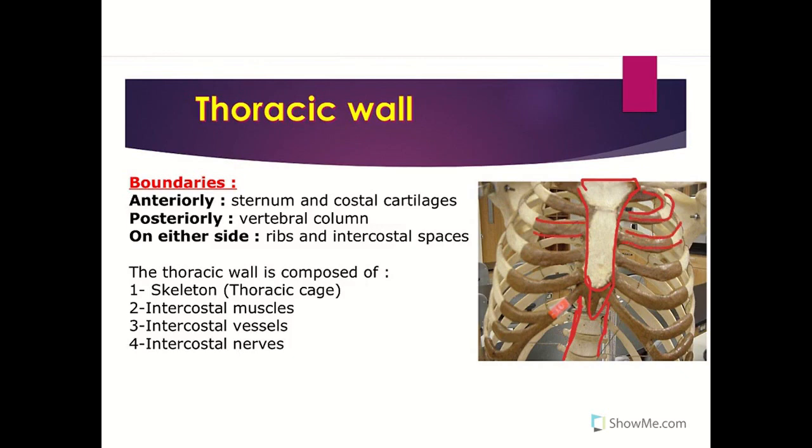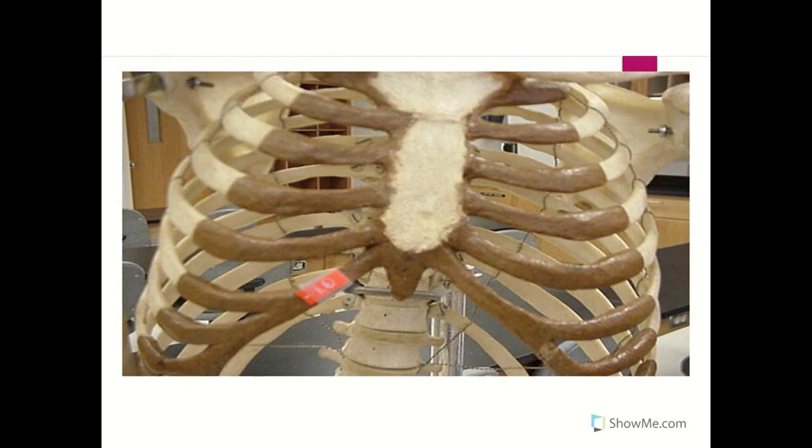Okay, so the boundaries of the thoracic wall: anteriorly the sternum and costal cartilage, posteriorly the vertebral column, and on each side the ribs and the intercostal spaces. This is a picture of the thoracic cage. The anterior boundary of the thoracic cage, as we mentioned, is the sternum, and the posterior boundary is the vertebral column, and on each side we have the ribs and the costal cartilage.